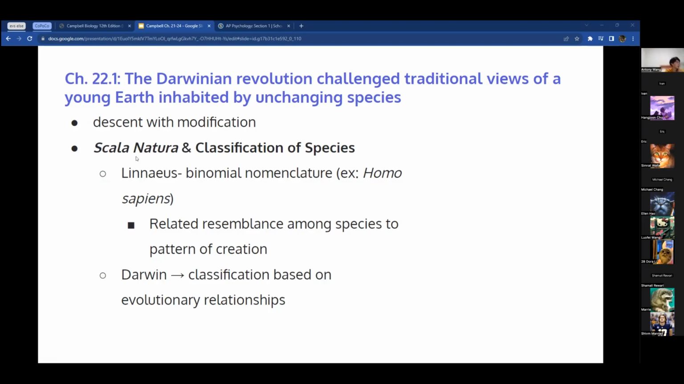Darwin disagreed with this natural ladder, and he believed that classification was based on something he called evolution.